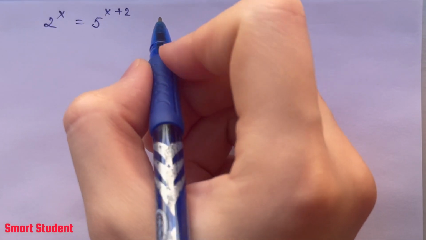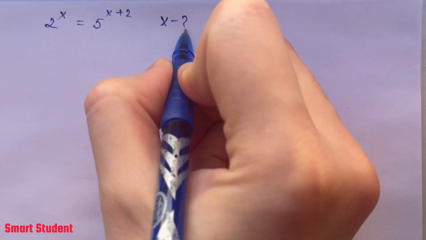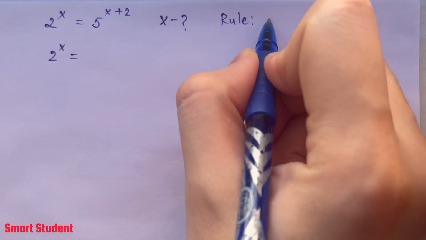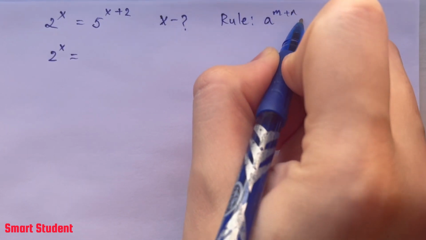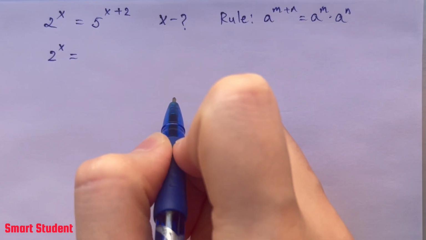Hello friends, how to solve this equation? 2 to the power of x is equal to 5 to the power of x plus 2. By using the power rule, a to the power of m plus n is equal to a to the power of m times a to the power of n.